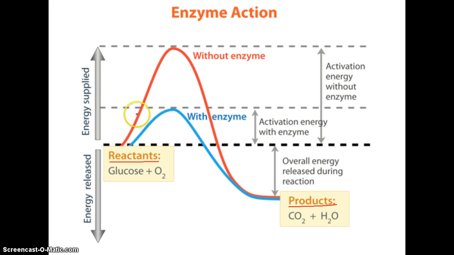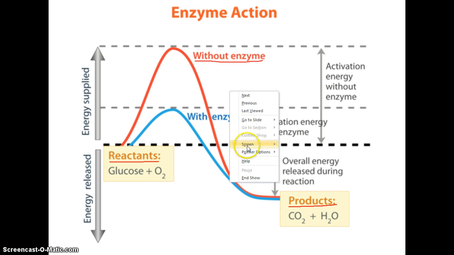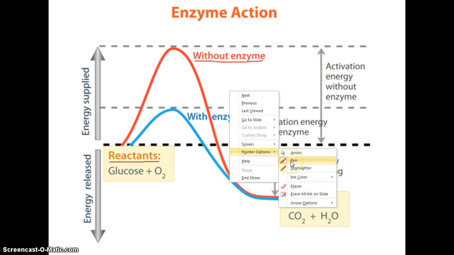This red line here represents a curve of a reaction that is taking place without an enzyme. Notice the "without an enzyme" labeled on the red line. And then let's see if I can just change colors here for a second.